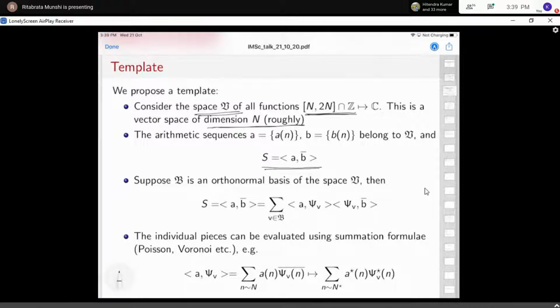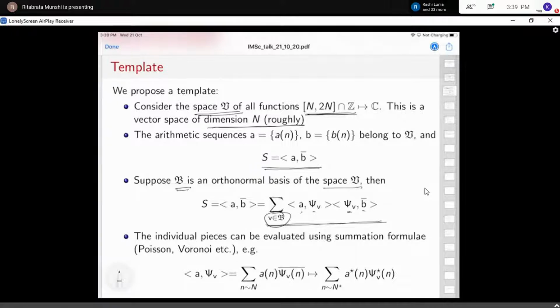Suppose now we have an orthonormal basis of the space. Say B is the orthonormal basis of the space V. Then this inner product can be decomposed and written in this form, where v runs over all the basis elements, and you have the inner product of A with the basis vectors, and the inner product of B with the basis vectors. So that's another way of writing S.